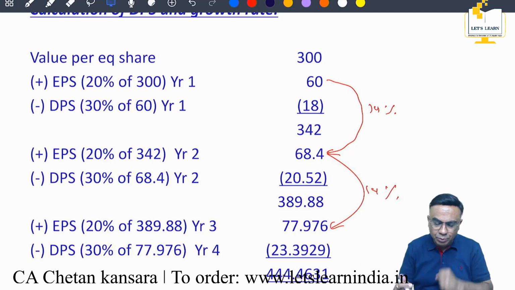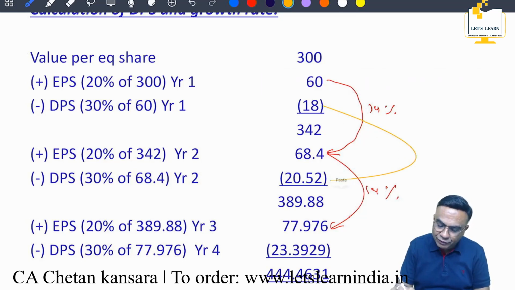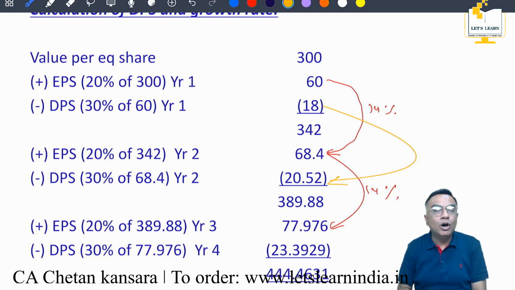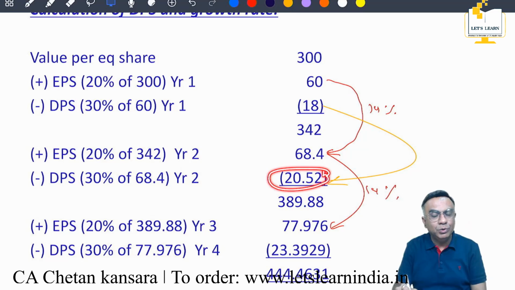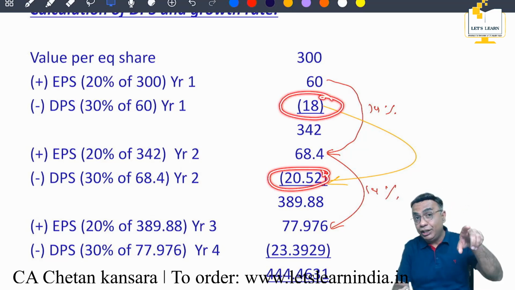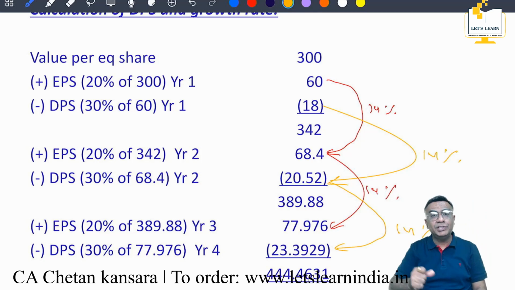Okay. Now similarly, if you see the dividend per share, it is 18 to 20.52. So there is an increase of how much? It is 20.52 minus 18 divided by 18 into 100. So there is an increase of 14%. Same way over here, there is an increase of 14%. So every year dividend per share is also increasing by 14%, 14%, 14%, 14%.